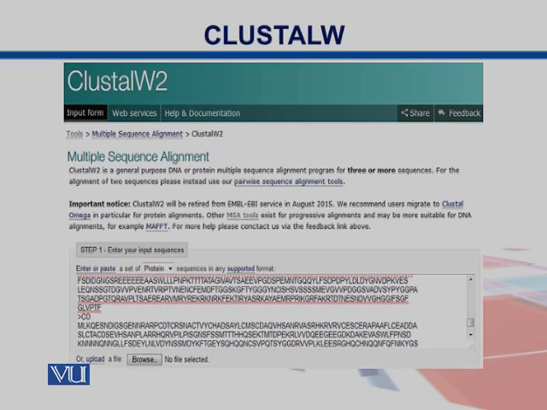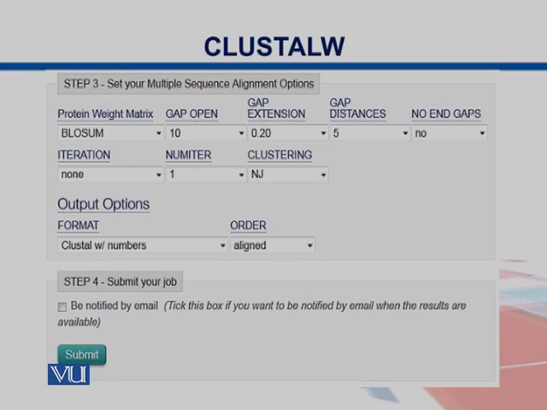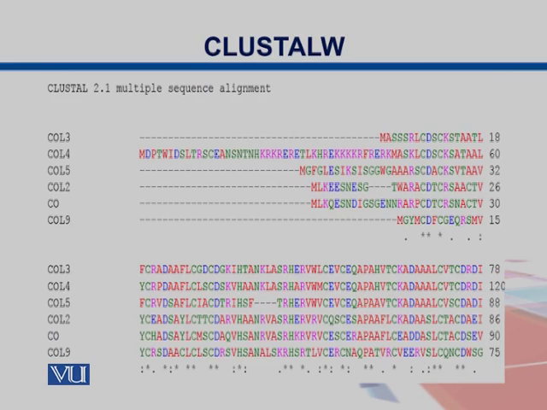Before we go, we check some options. Here there were some default options. You can play and change them. In the default, we see that the Blosum matrix is used. Gap open penalty is 10. Gap extension is 0.20. Then gap distance is no end gaps. I left all the defaults checked. In clustering methods, it says neighbor joining. That's what we will read about in our phylogenetic lectures. And then we click this submit button.